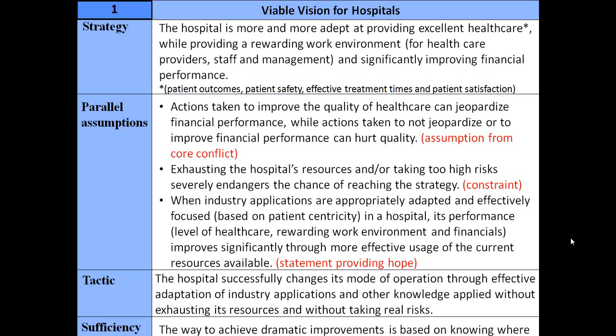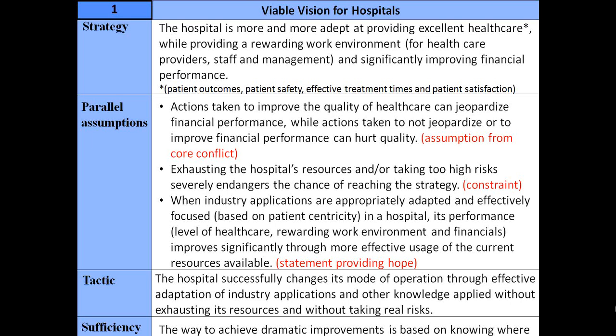When industry applications are appropriately adapted and effectively focused based on patient centricity in a hospital, its performance, and I wanted to emphasize here, there's 3 components of performance: the level of health care, rewarding work environment, and financials, improves significantly through more effective usage of the current resources available. And this is an example of a statement providing hope.